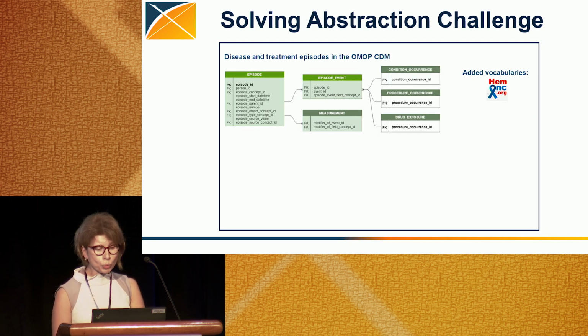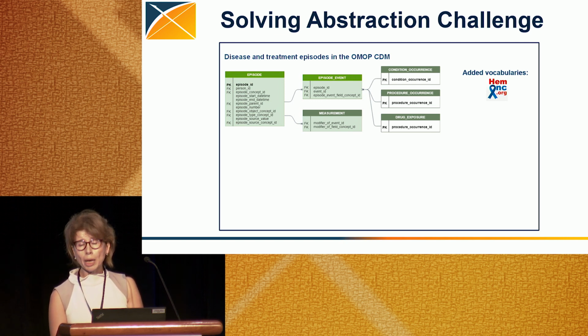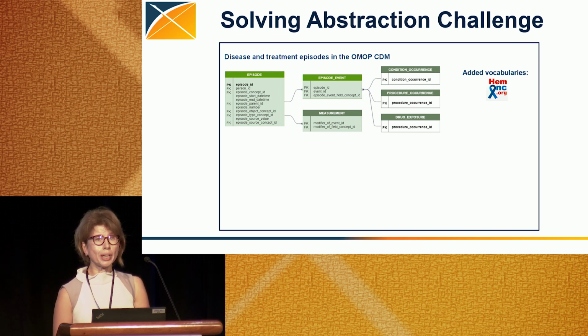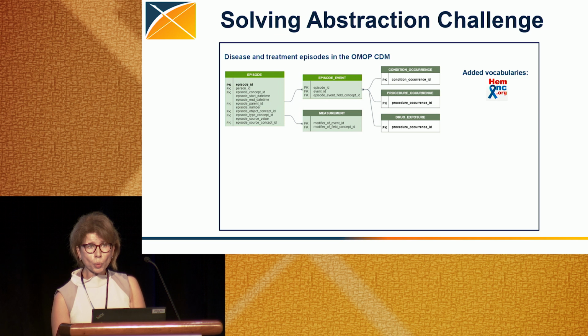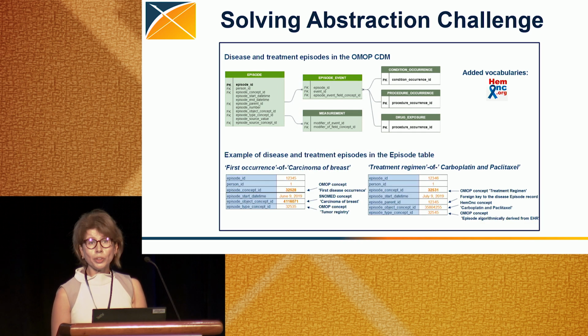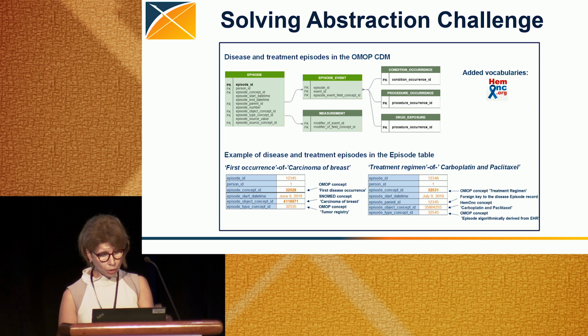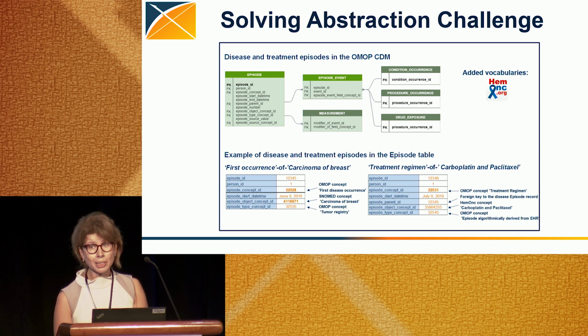In order to solve the abstraction challenge, we created a whole new episode module. Episodes like first disease occurrence or first treatment course will be either directly extracted from the source data or derived and then recorded in the episode table. Each episode will be described by two concepts. The first one describing the type of episode, first occurrence, or treatment regimen, and the second one detailing what this actual episode is about: first occurrence of carcinoma of breast and treatment regimen of carboplatin and paclitaxel.